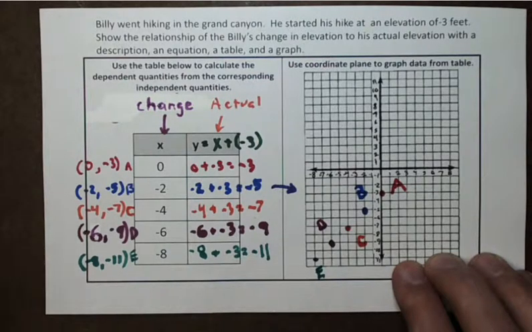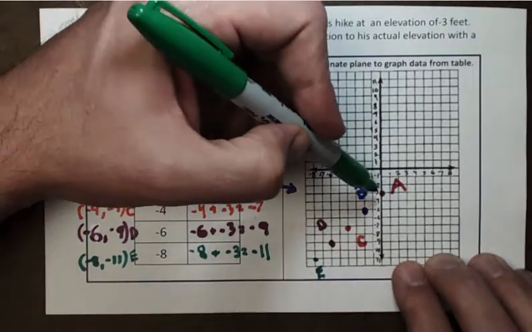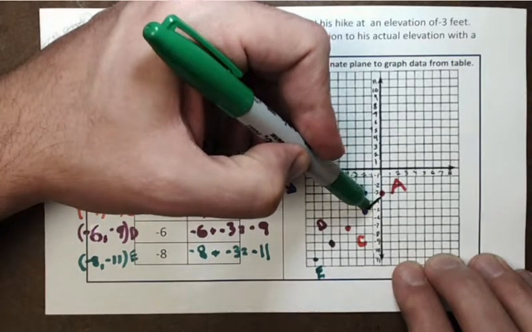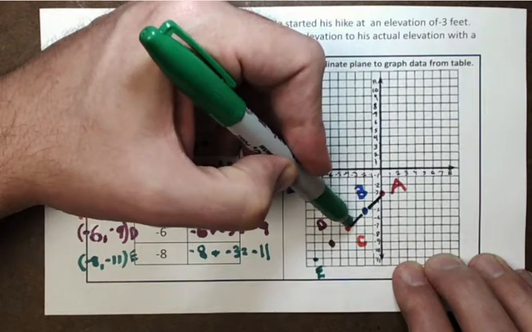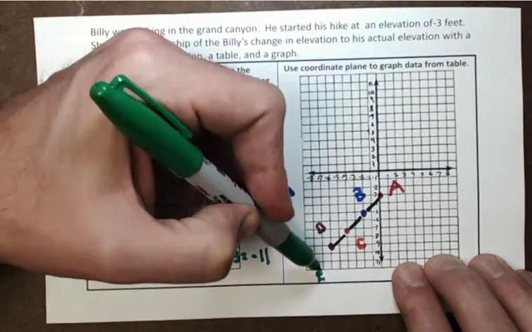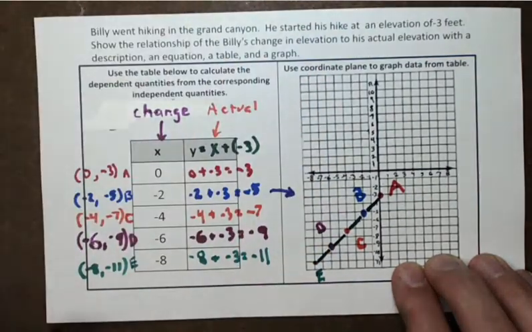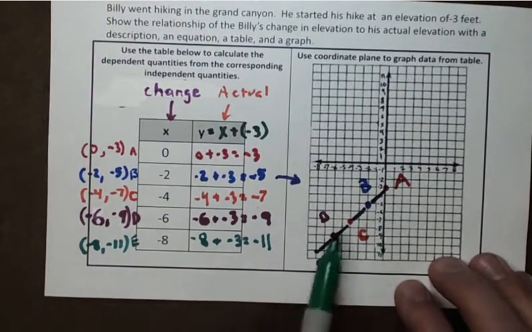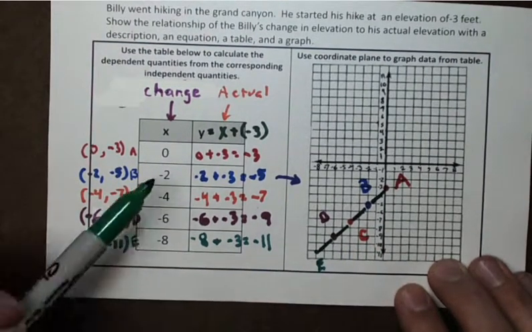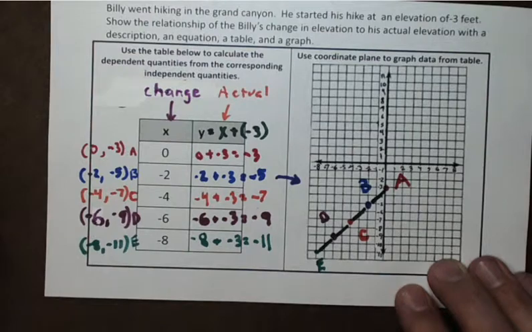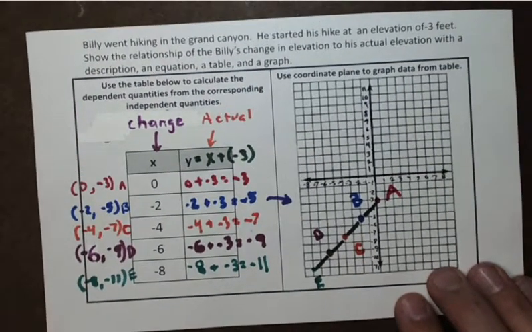Finally, you connect the dots to make sure it's a straight line. This is the important part, how we check our work. And lo and behold, our line is straight. See how that line is perfectly straight? That means that we did everything right over here. So, it's a way to check our work.